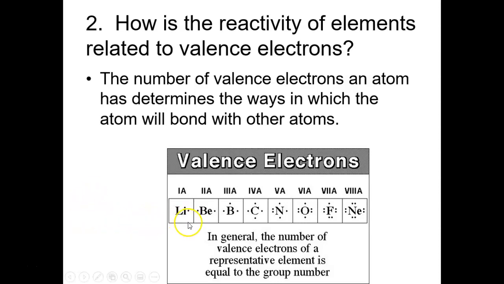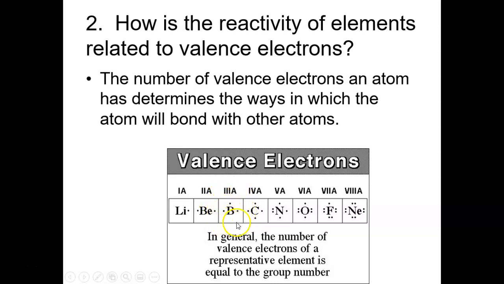Down here near the bottom of our screen, you can see little diagrams. These diagrams can be used to indicate just how many valence electrons a particular element has. So lithium, it has 1 dot by it, which means it has 1 valence electron. Beryllium has 2 dots, therefore 2 valence electrons, typically.